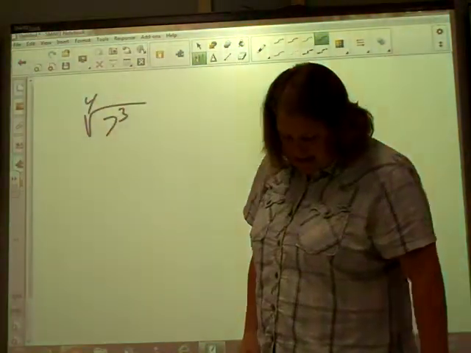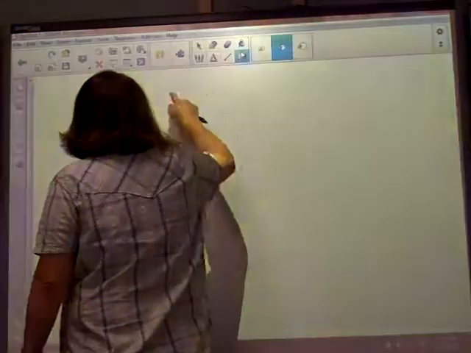Alright, this one says find the 4th root. Let me rewrite that a second.